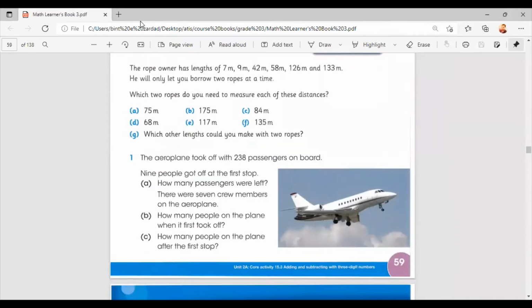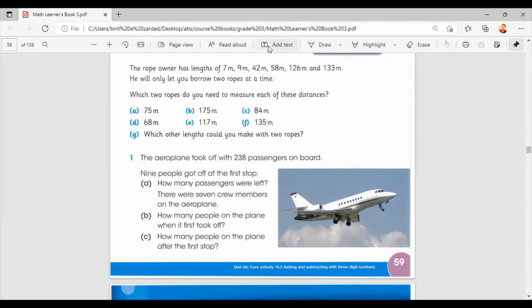Question. Let's start question number 1. Which 2 ropes do you need to measure each of these distances? 75 meter, 175 meter, 84 meter.